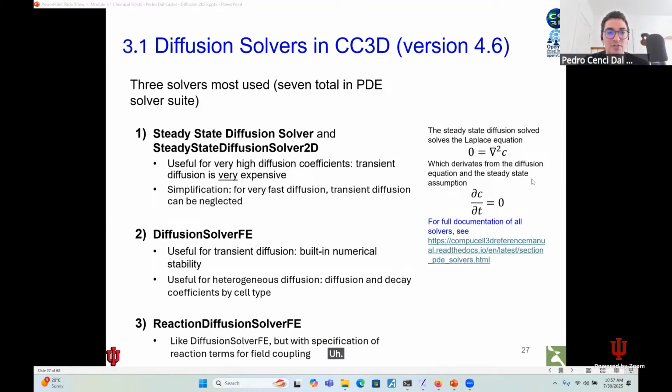If you want more details on that, also on all the possible diffusion solvers you can pick, you can go to the documentation on our official website and you see everything there.